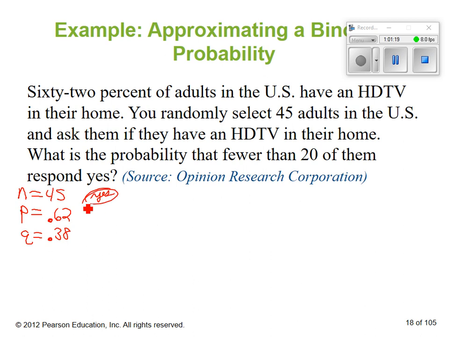it fits the binomial distribution. The next thing we're going to do is actually find the mean and the standard deviation. Remember, mean is N times P, 27.9. And sigma is the square root of N times P times Q, which is about 3.25.